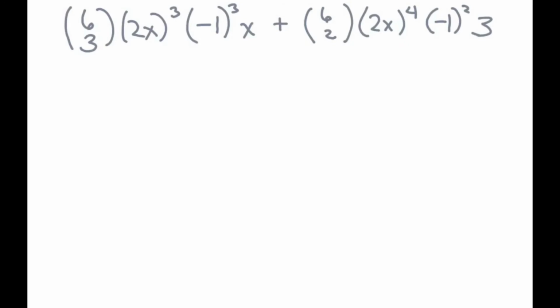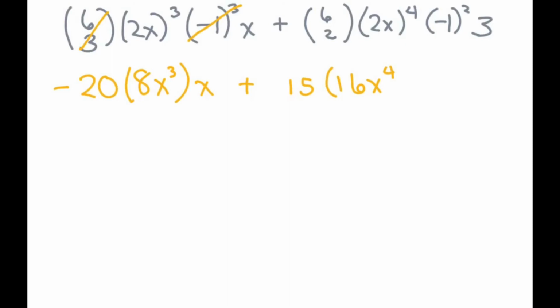Alright, now let's just clean all this up. We have, this is 20, 2 cubed is 8, so we have 8x cubed. Negative 1 cubed is negative 1, so I'm just going to pull the negative out here, and then we have x. And for 6 choose 2, we get 15. 2 to the fourth power is 16, x to the fourth. Negative 1 squared is just 1, and then we have 3.